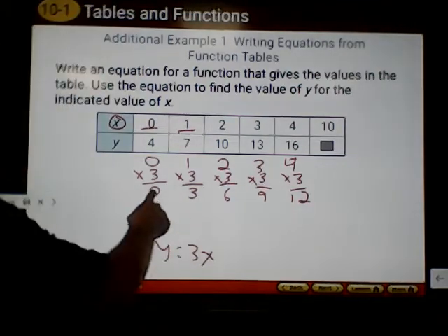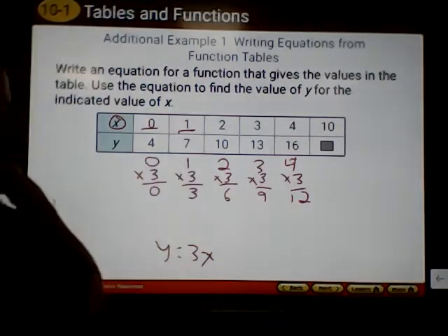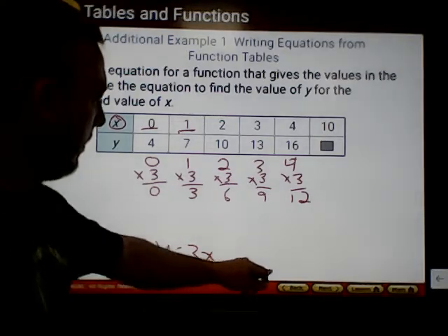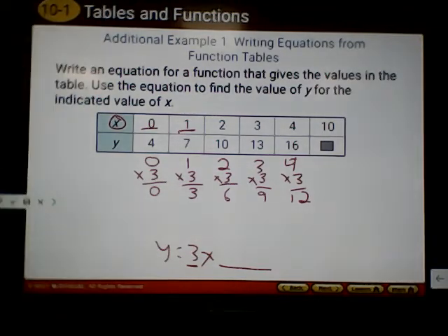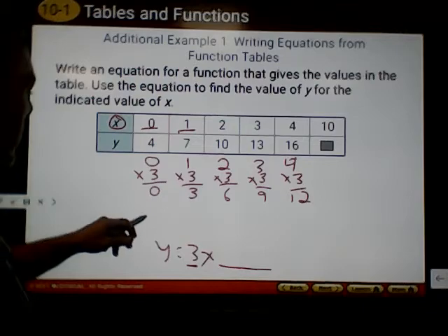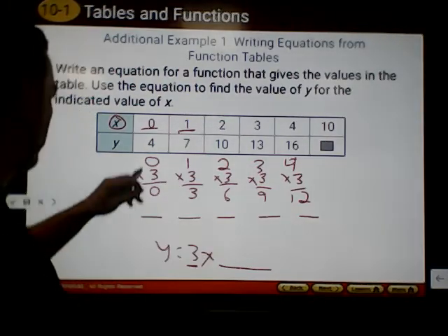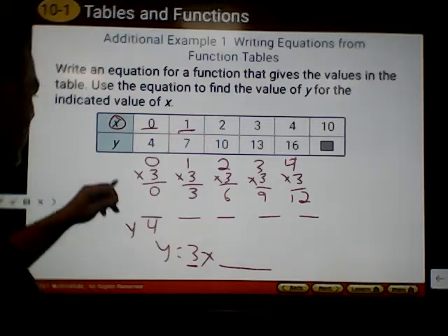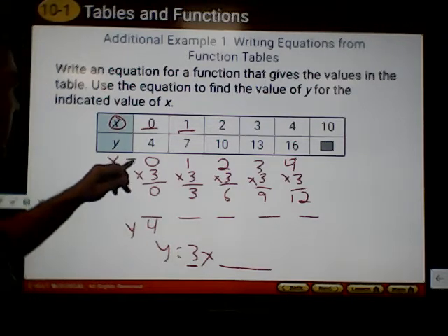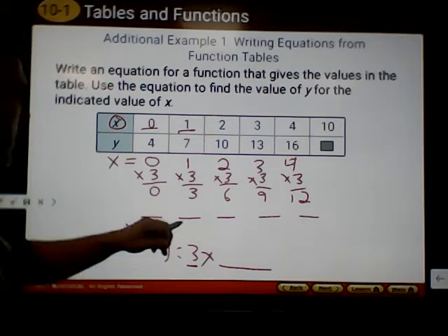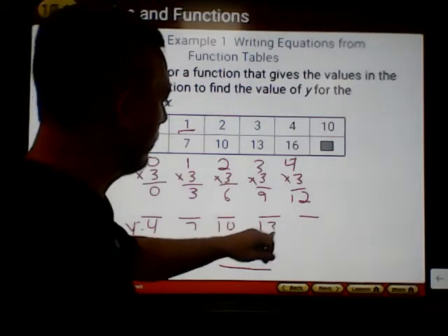You notice I don't have any of those answers yet. So I've got to figure out what I can do here to get the rest of my numbers. Well, if you look at this right here, watch, I'll put this line here. I'm going to put my y's here. See, I started with x here. This is x. This is y. Y is 4, 7, 10, 13, and 16.